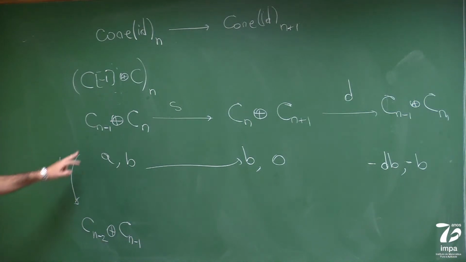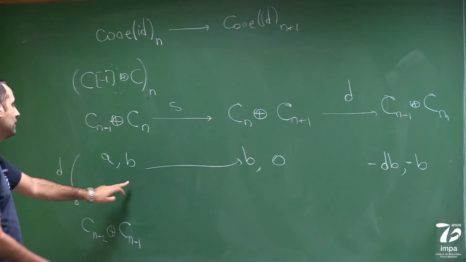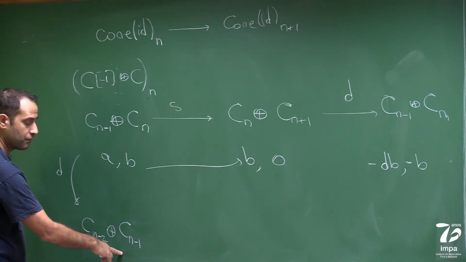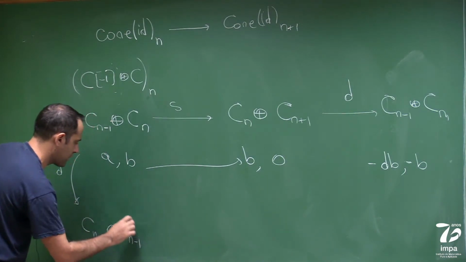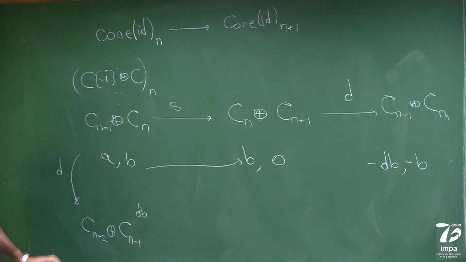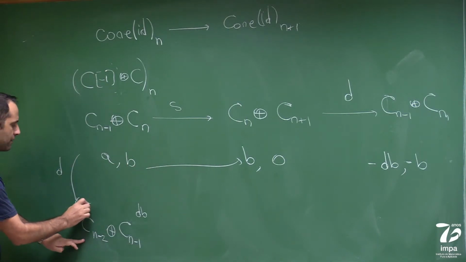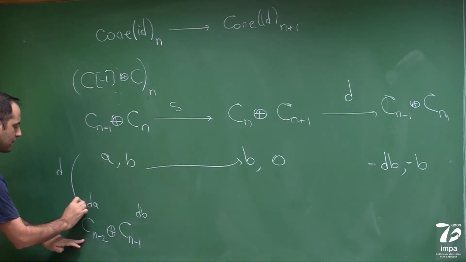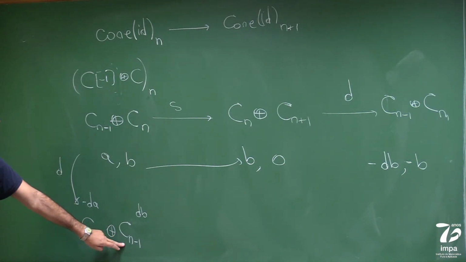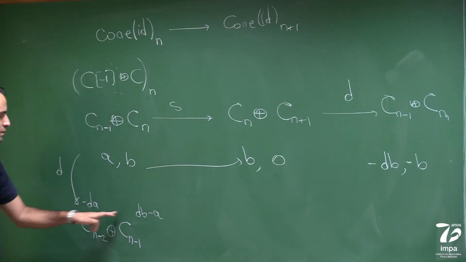And again, what does d do to these two guys? Well, this guy goes here, and it goes to dB. So I'm going to get here some dB. And this A goes to both components. It takes a dA here with a minus sign, and then it takes A here with a minus sign. So that's what I've gotten here.